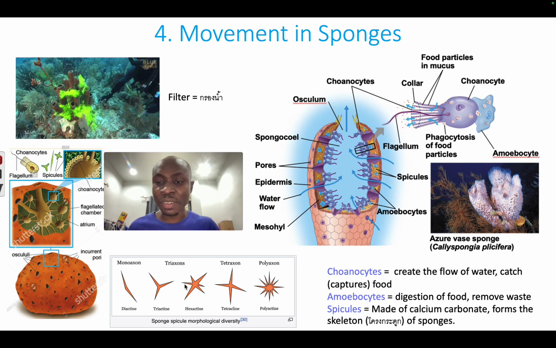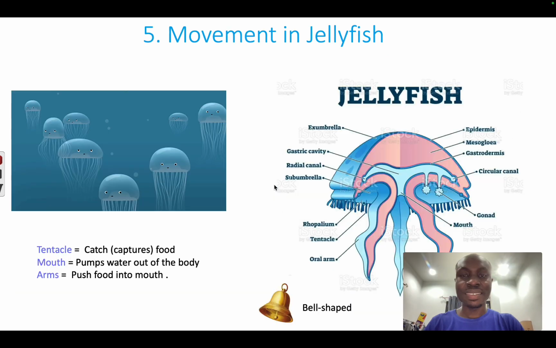They come in many different shapes and styles. So some of them look like this, some spicules look like that. They are different shapes, but they all help to form the endoskeleton inside the sponges. The next group of organisms we're going to look at are jellyfish.